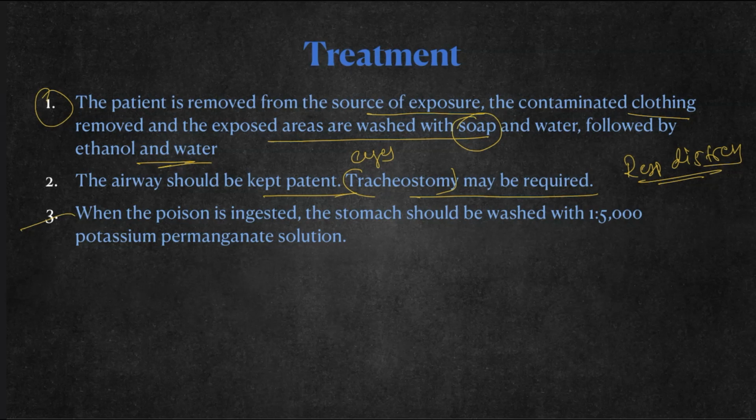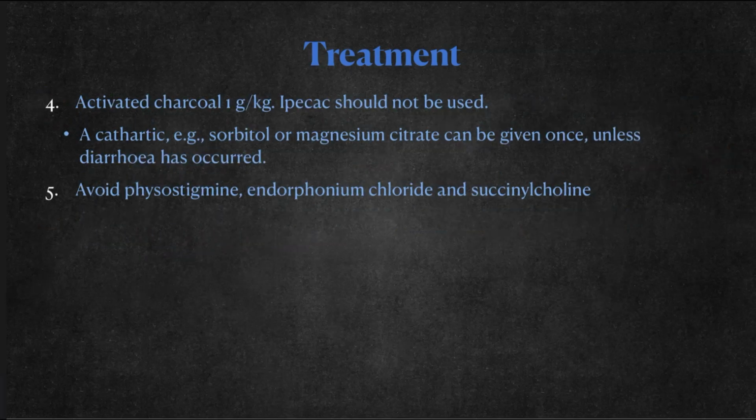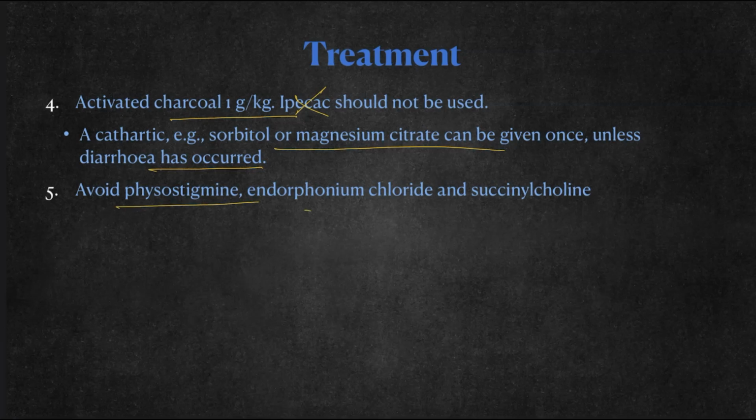Afterwards, when the poison is ingested, stomach wash should be done with 1 to 5,000 potassium permanganate solution. Later on, activated charcoal 1 gram per kg should be given. Ipecac should not be given since it is not recommended. A cathartic, that is sorbitol or magnesium sulfate, can be given once unless diarrhea has occurred. Physostigmine, edrophonium chloride or succinylcholine should be avoided and should not be given.